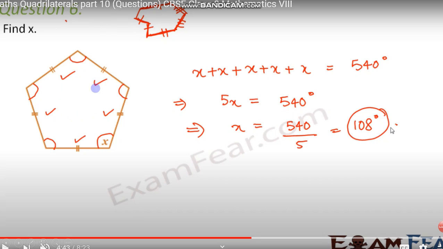Find x. Before we discuss this figure, I will give one summary. Suppose here I marked one line. That means these two lines are equal. I marked these two angles and two lines. That means these two lines are equal. But observe this figure: all the angles and all the sides are equal. This is one angle x.